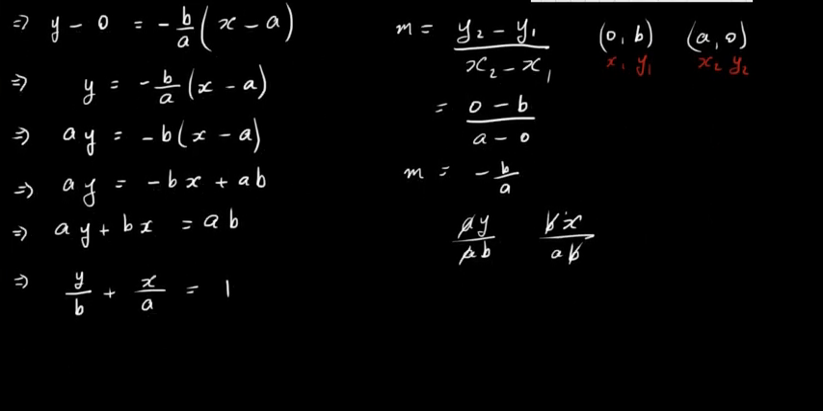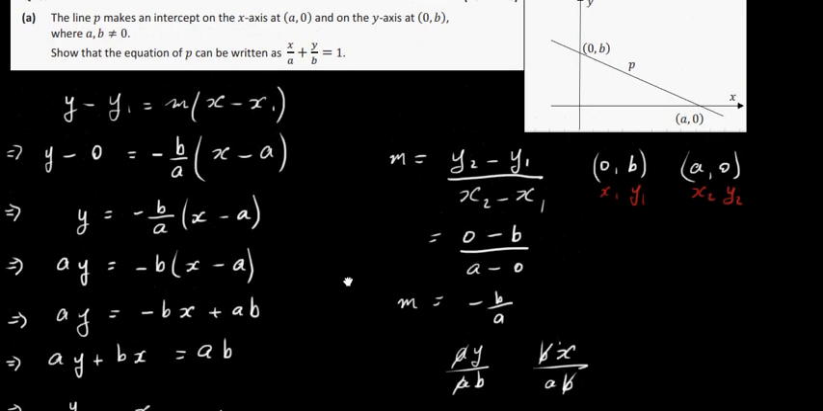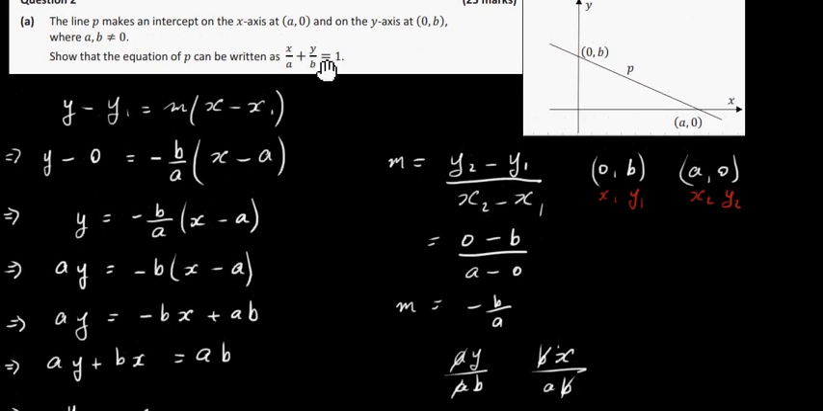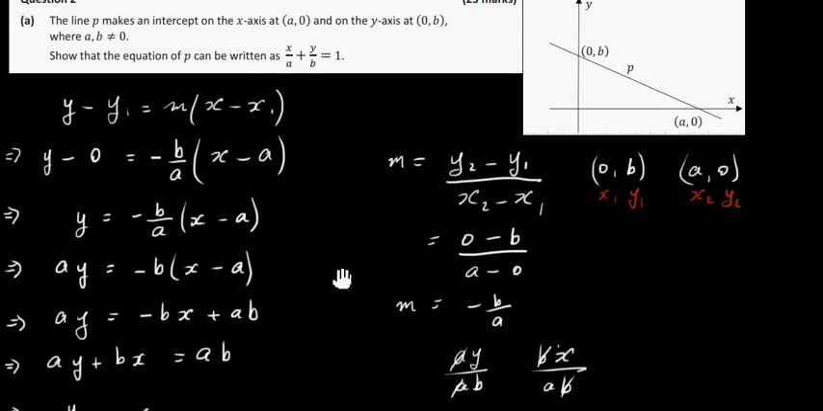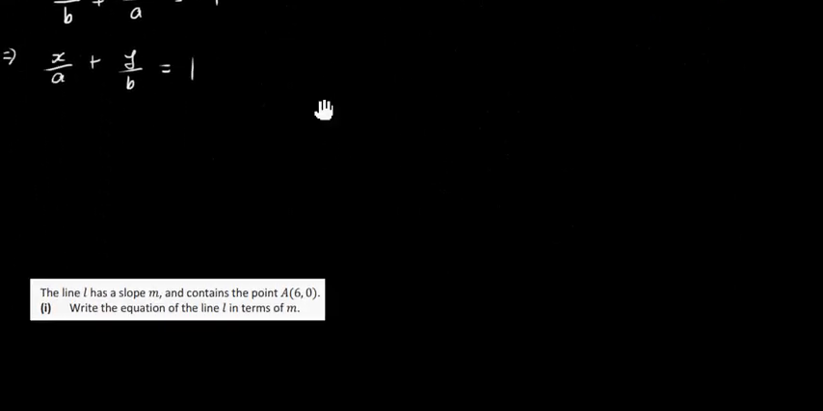I'll just rewrite this so that we have the x over a first plus y over b is equal to 1, and that's it. I think that's all we were required to do: show that the equation of p can be written as, and we have. Okay, so that's it.